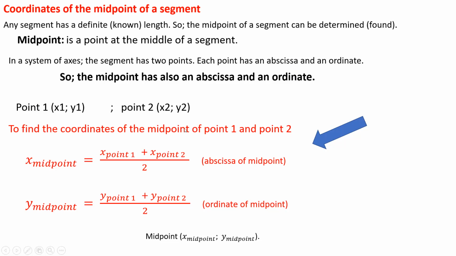To find the coordinates of the midpoint of point 1 and point 2, we write the abscissa is called x. X midpoint equals x, or the abscissa of point 1, plus the abscissa of point 2, all divided by 2. Why do we divide by 2? Since the abscissa is in the middle, in the half of the segment. So we divide by 2. So we replace now the abscissas and we calculate to get the abscissa of the midpoint. Also the ordinate of the midpoint is the ordinate of point 1 plus the ordinate of point 2 divided by 2. After we get the ordinate, we write the name, its abscissa and ordinate.